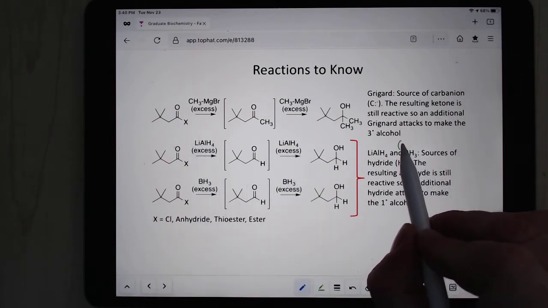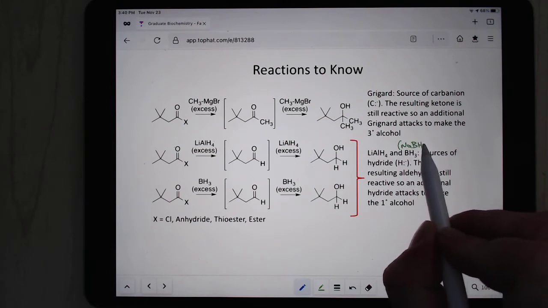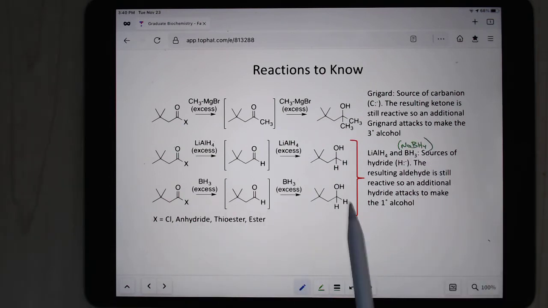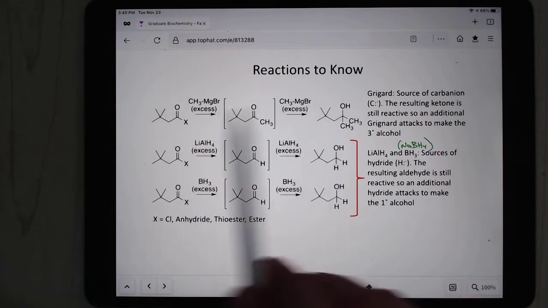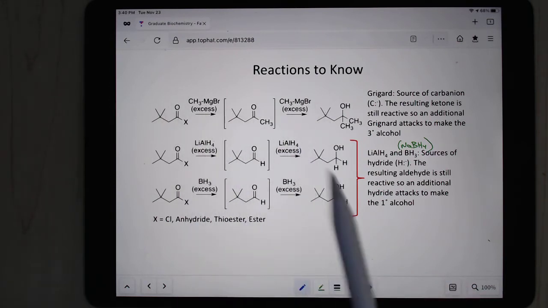This is sometimes also NaBH4. Okay. Those can come in and do the exact same thing that's happening up here, it's just with hydride. Right? These are a source of H-.